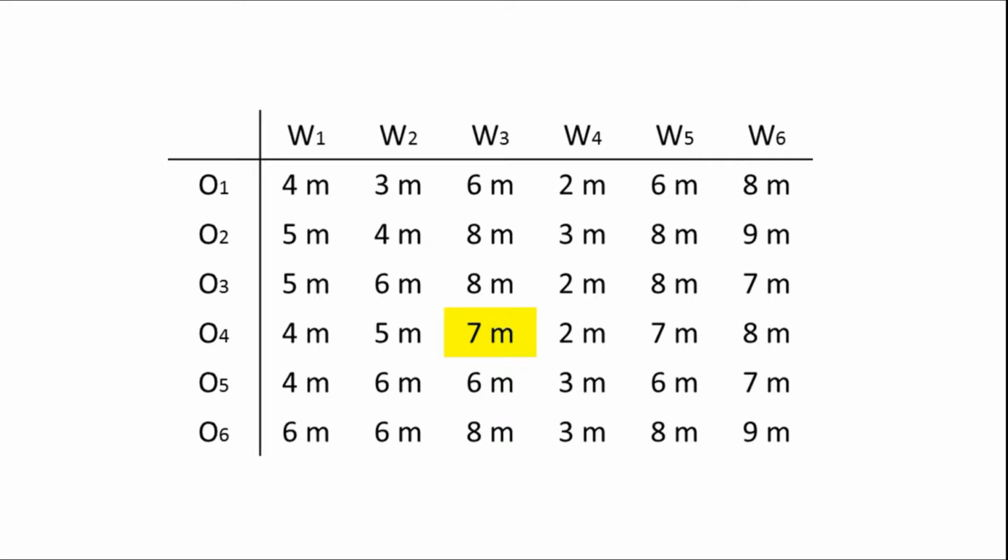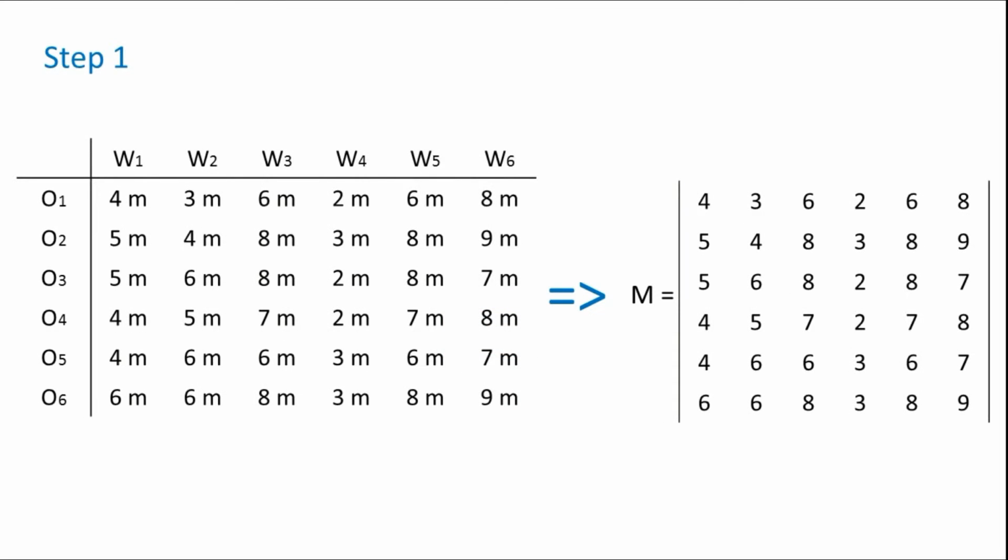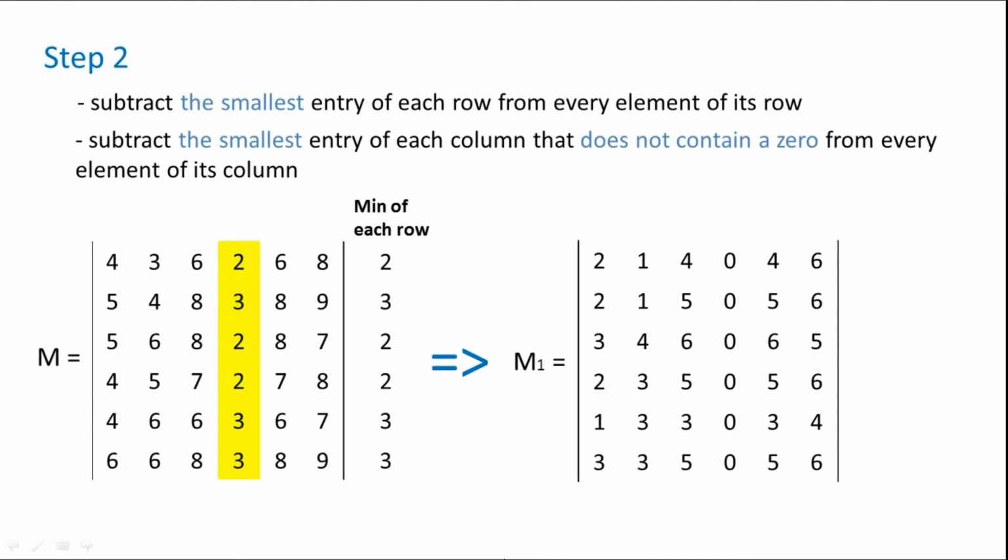The Munkres assignment algorithm consists in a series of steps that will finally lead to the solution we are looking for. In step 1, we build a square matrix M by copying all the elements from the table. We can notice that operation 1 takes at least 2 minutes to be done, operation 2 at least 3 minutes, and so on. Therefore, in step 2, we have to find the minimum element of each row and then subtract it from every element in each row.